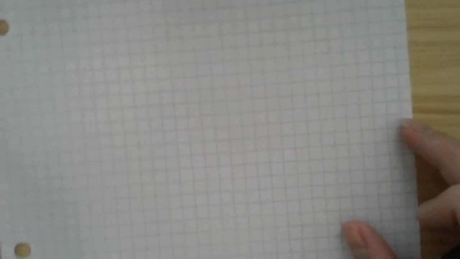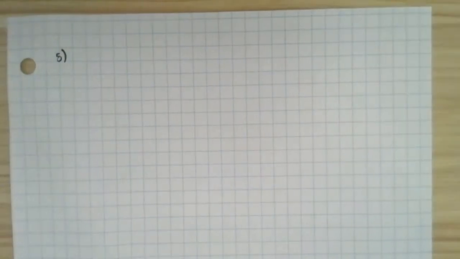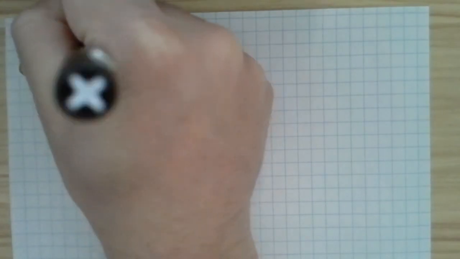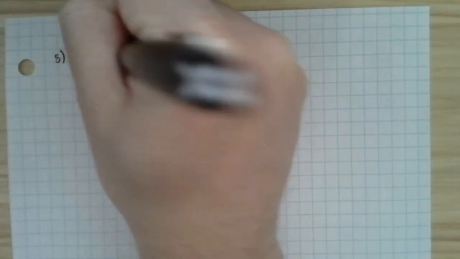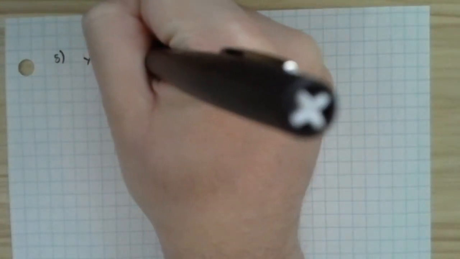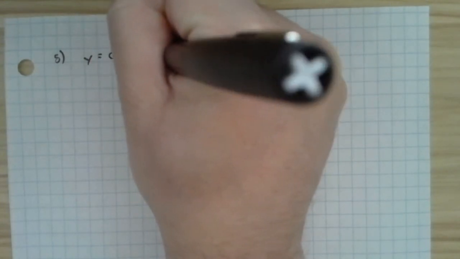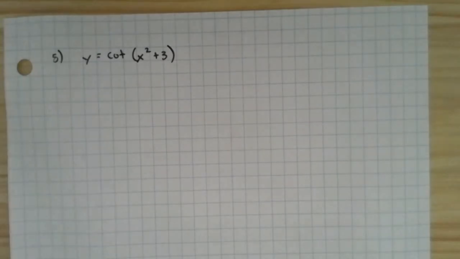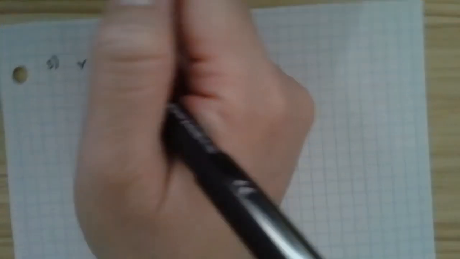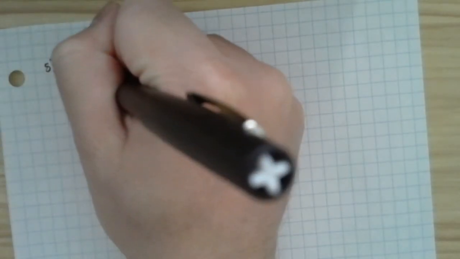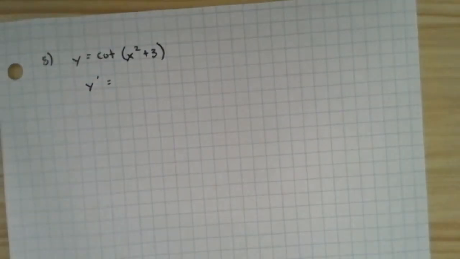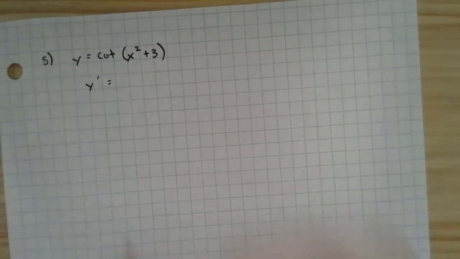Next, number 5, got another trig function here, cotangent of x squared plus 3. The derivative of cotangent is negative cosecant squared.